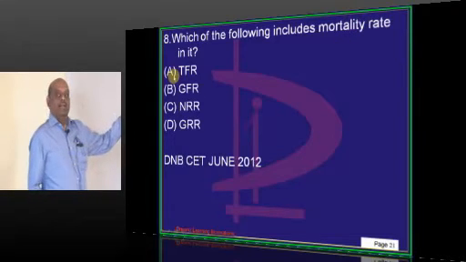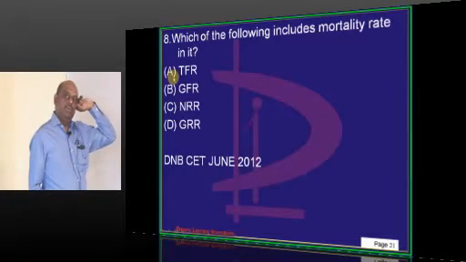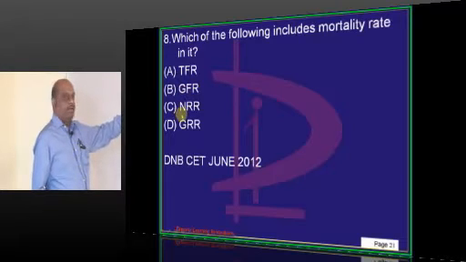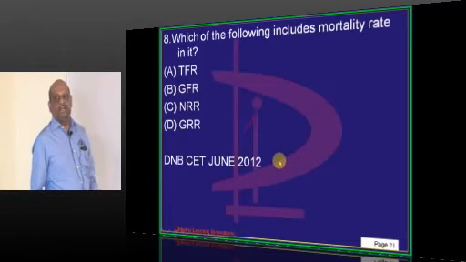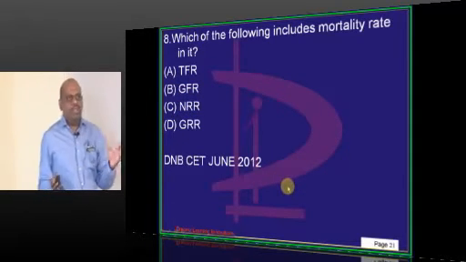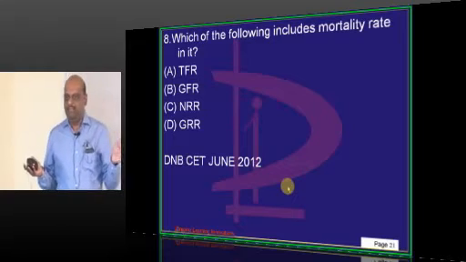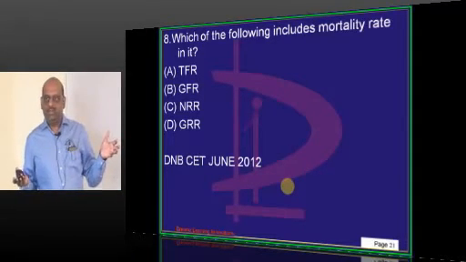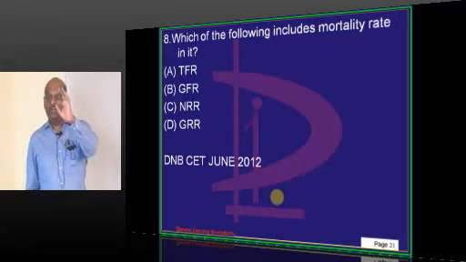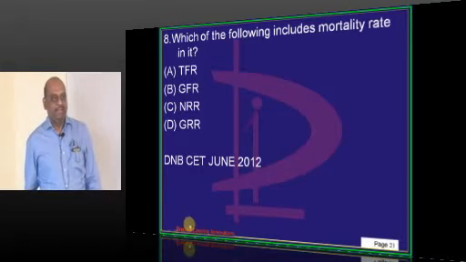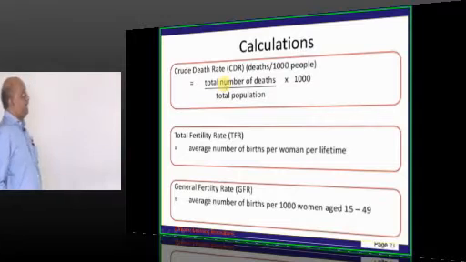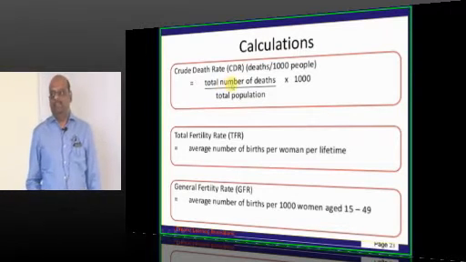Actually, the total fertility rate, the gross fertility rate, net reproduction rate and gross reproduction rate, they all look more or less similar. We get a squinted eye watching at them as to what is what exactly. So you must know the fine difference between them, which is the favorite question of the examiner. Pehla dekho. What is the crude death rate?